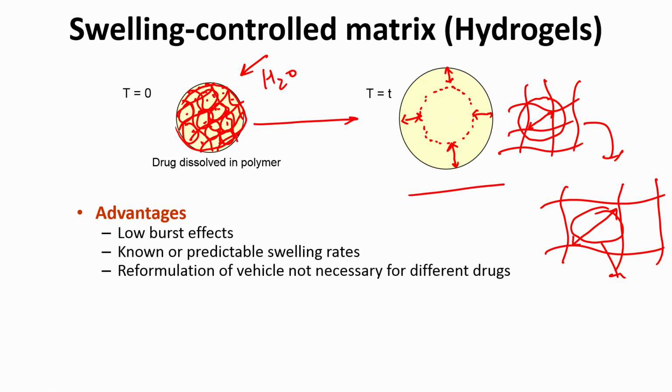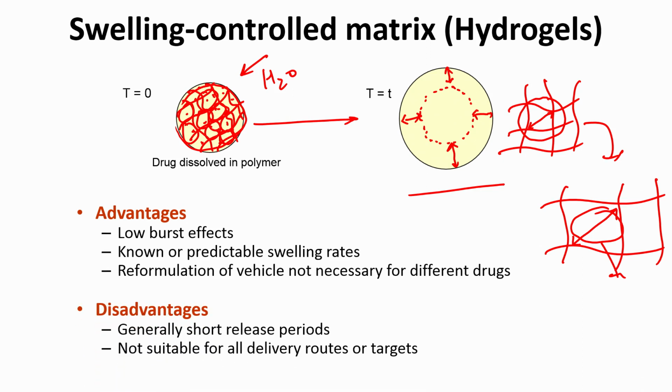And again, the vehicle is fairly well controlled in terms of what the pore size is for different types of polymers and different concentrations. So, even if you change the drug from one to the other, you will not have to reformulate everything and start from scratch. You can just replace the drug from whatever drug you were earlier using, and if you know the size of the drug, you can very well know the release rate and what polymers to use to make this hydrogel.